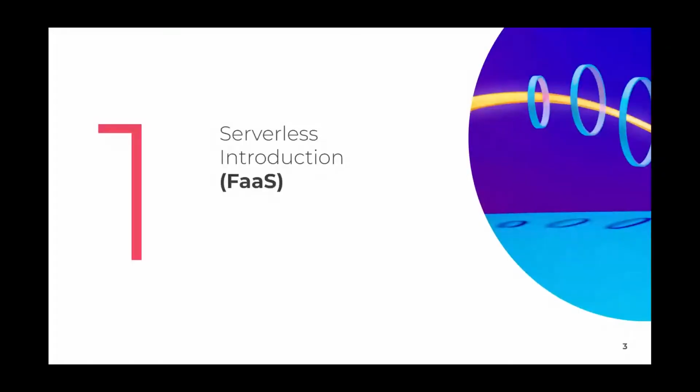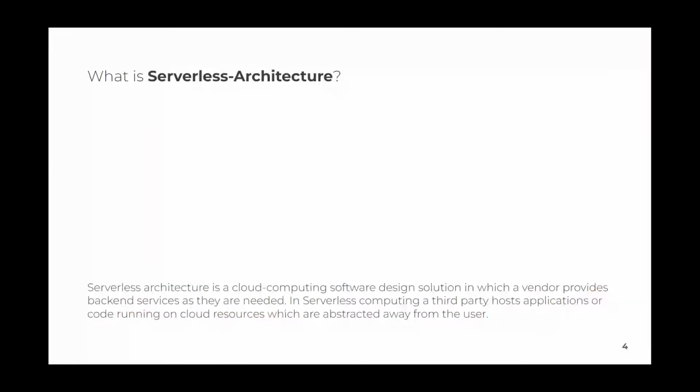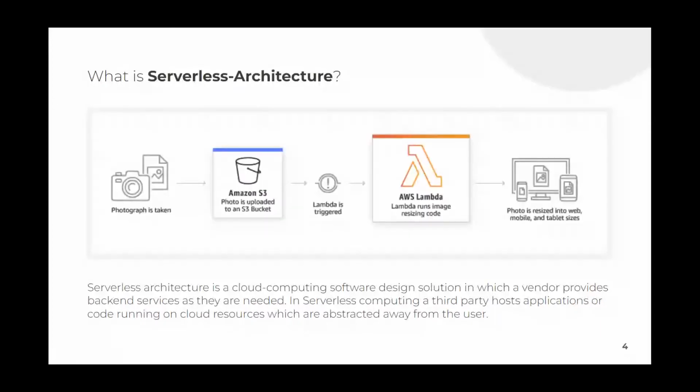Let's see what is actually serverless and how can function as a service be of use for your company. Serverless architecture is a cloud computing software design solution in which a vendor provides backend services as they are needed. In serverless computing, a third party hosts applications or code running on cloud resources which are abstracted away from the user. AWS serverless architecture offers great computing power to handle workloads and scales with real-time demand.